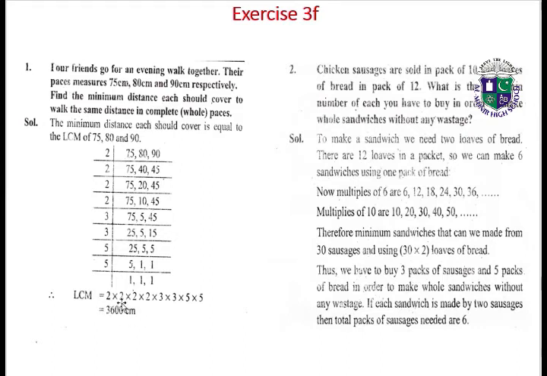Least common multiple: 2 multiplied by 2 multiplied by 2 multiplied by 2, that is 2 to the power 4, multiplied by 3 squared multiplied by 5 squared. 2 to the 4 is 16. 16 multiplied by 9 is 144, 144 multiplied by 5 is 720, and 720 multiplied by 5 is 3600. Question number 2.